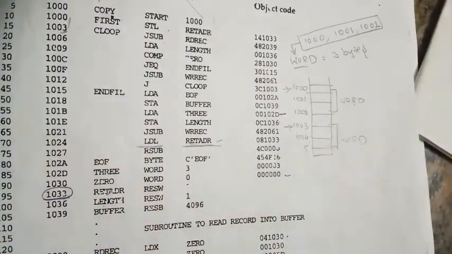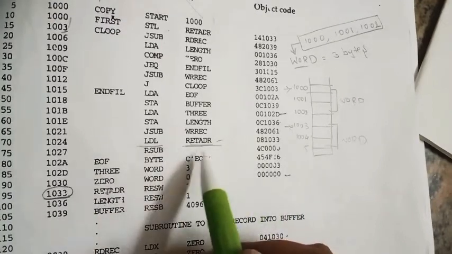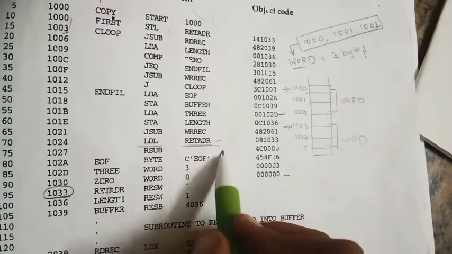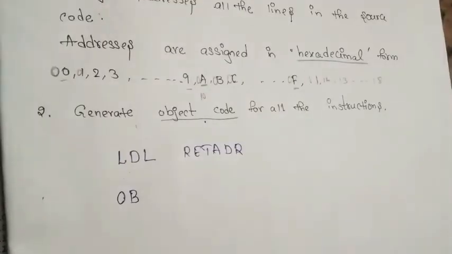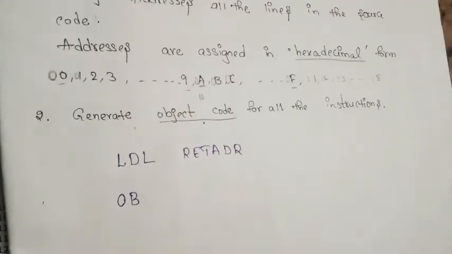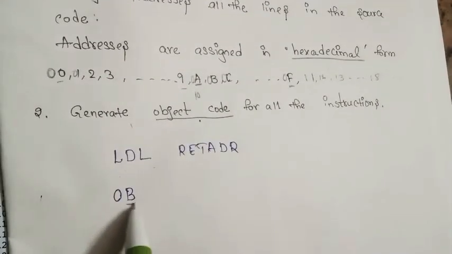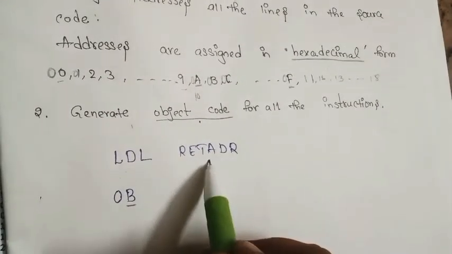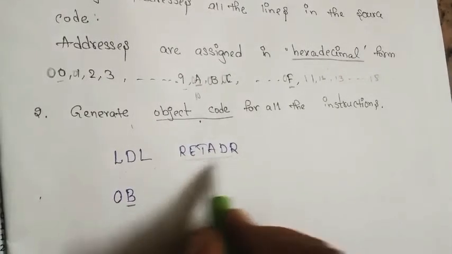You can select any of these. So I just selected the LDL and this is the address of the location. After writing them in our answer sheet, let us check the opcode for this LDL. The opcode is B. So let us check the name of the location. This is the location, already this is the location.